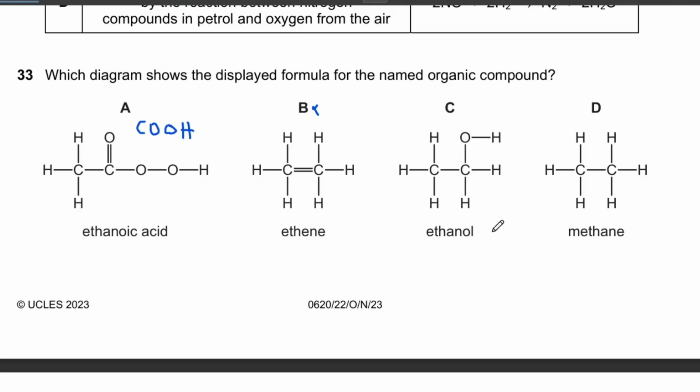Then here we have ethanol. This is correct. We have our OH functional group and we have 2 carbons, therefore it is ethanol. So our answer is C. Why is D not correct? Methane. Methane is supposed to have 1 carbon, not 2 carbons. So our answer is definitely C.